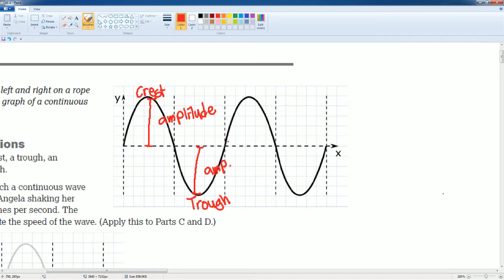This is one complete cycle of the wave. This distance for one complete cycle is going to be called the wavelength.